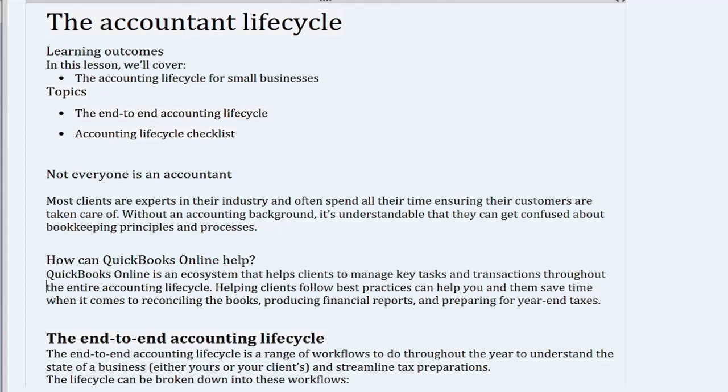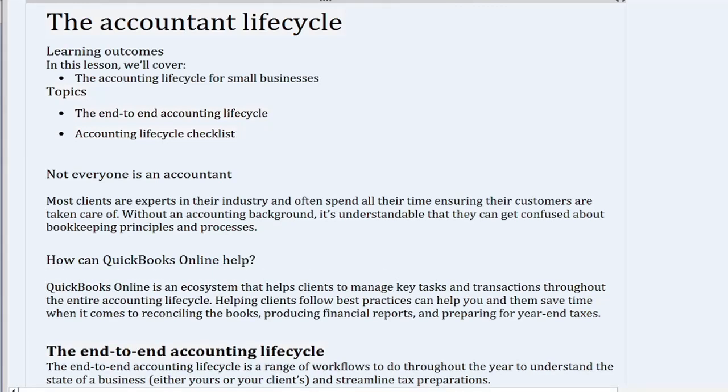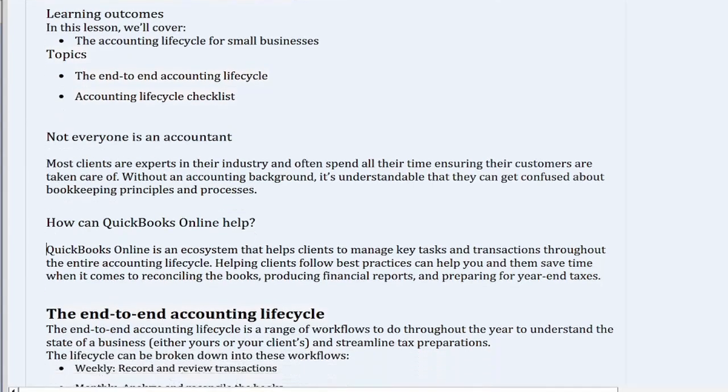How can QuickBooks Online help? QuickBooks Online is an ecosystem that helps clients to manage key tasks and transactions throughout the entire accounting lifecycle. Helping clients follow best practices can help you and them save time when it comes to reconciling the books, producing financial reports, and preparing for year-end taxes.